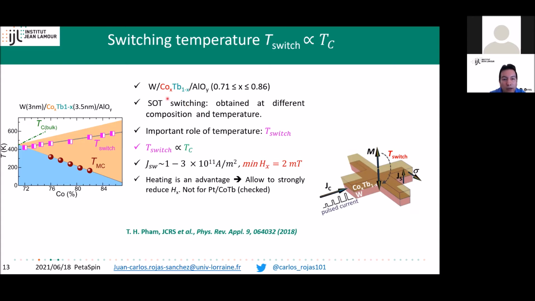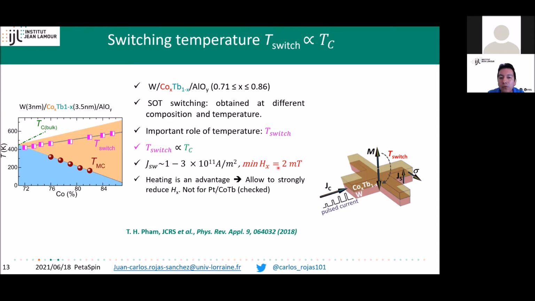And here, by changing temperature and composition, we can get this kind of phase diagram where we show this characteristic temperature, the switching temperature, which increases when we increase cobalt, like the Curie temperature, and opposite to the magnetic compensation temperature, which decreases when we increase the cobalt concentration in this cobalt terbium ferrimagnetic alloy. The switching current density is on the order of 10^11, that is normal for a spin Hall effect material.